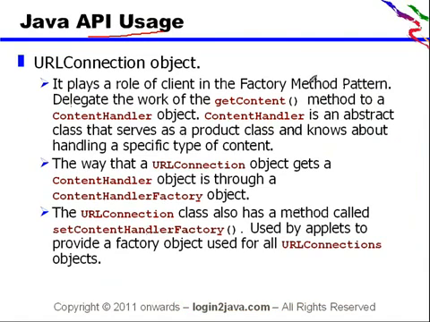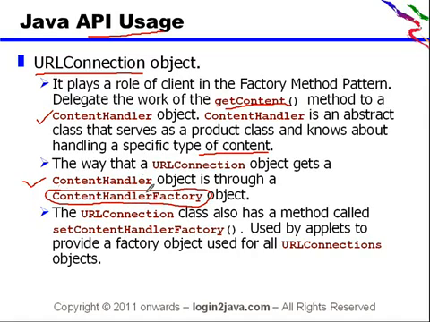If we see Java API usage, URLConnection is an example. URLConnection plays the role of client in the factory method pattern. It delegates the work of the getContent method to the ContentHandler object, where ContentHandler is an abstract class that serves as a product class and knows about handling a specific type of content. So it is an abstract class ContentHandler, whereas the way that the URLConnection object gets the ContentHandler object is through the ContentHandlerFactory. So a particular content handler can be taken out of this factory.